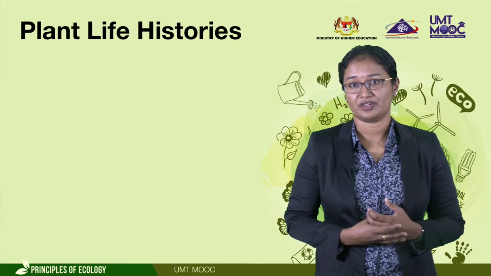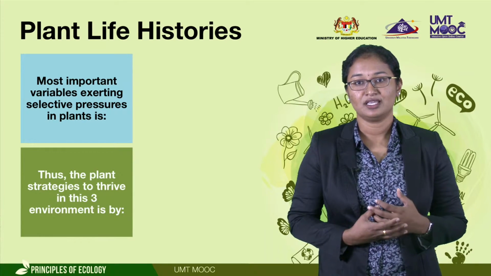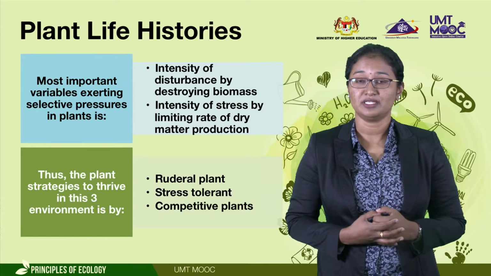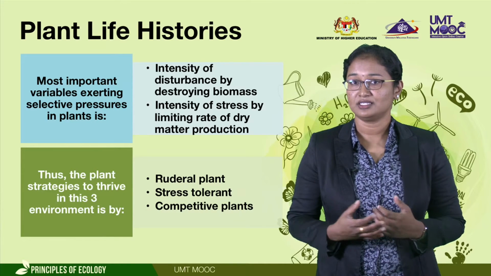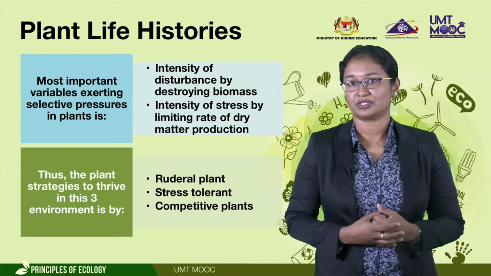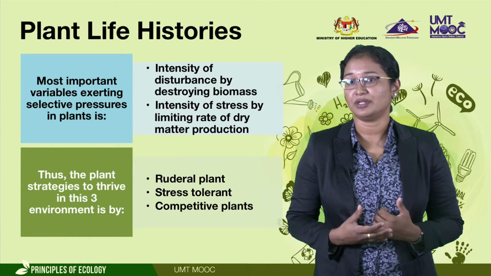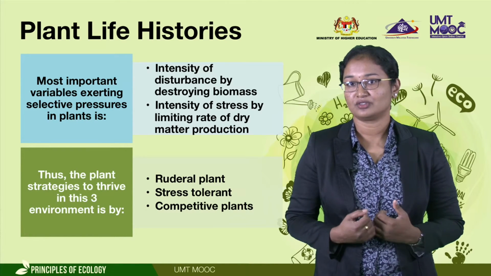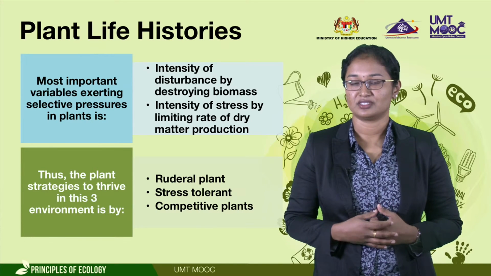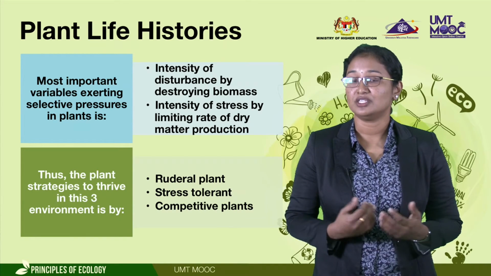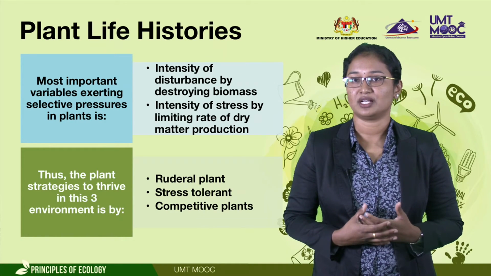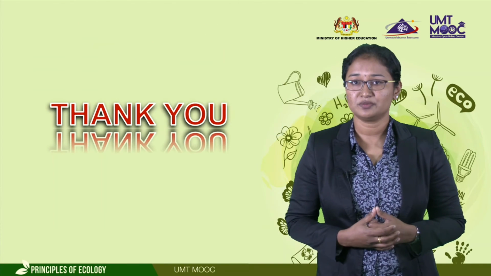The two most important variables exerting selective pressures in plants are intensity of disturbance, by destroying biomass, and intensity of stress, by limiting the rate of dry matter production. Thus, the plant strategizes itself to thrive by being a ruderal plant with high disturbance tolerance, growing rapidly and producing seeds quickly. Second, a stress-tolerant plant that thrives in high stress conditions by growing slowly and conserving resources. Third, a competitive plant that thrives in low disturbance and low stress environments by growing well and eventually competing with others for resources for survival. Well, this marks the end of the chapter.